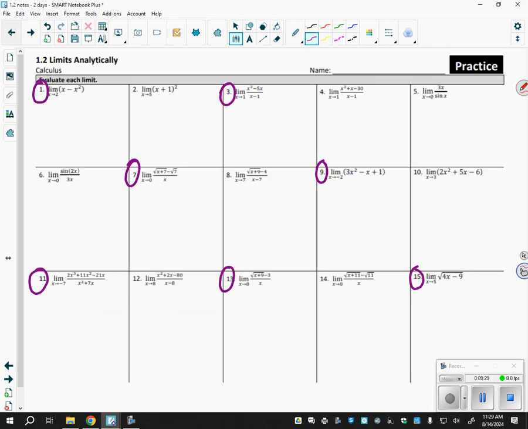Do you want to do a square root one together, or you want to just start? All right. I don't know, 7 or 13? Okay, 7. Tiebreaker. 7's my favorite number. So 7.